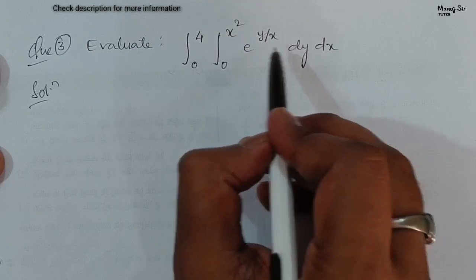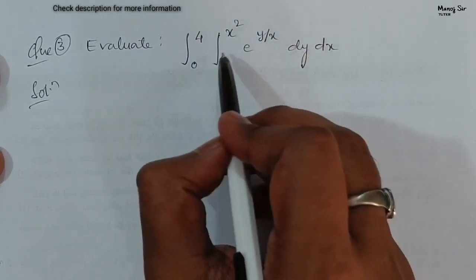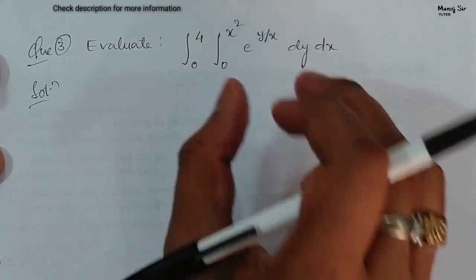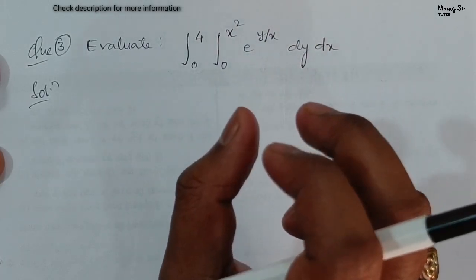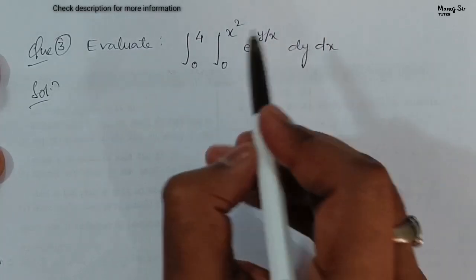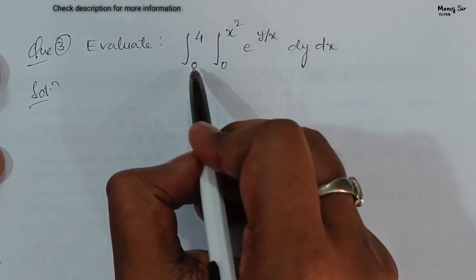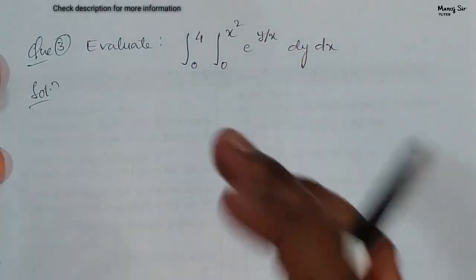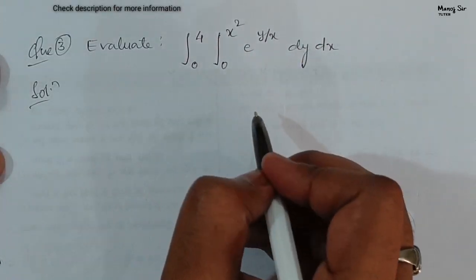First we will integrate this function with respect to y, applying limit 0 to x square. Then after solving this, whatever the required expression is left, we will integrate with respect to x. Then we will put the limit of x, that is from 0 to 4. And that will be my final answer. Okay. So let us start.